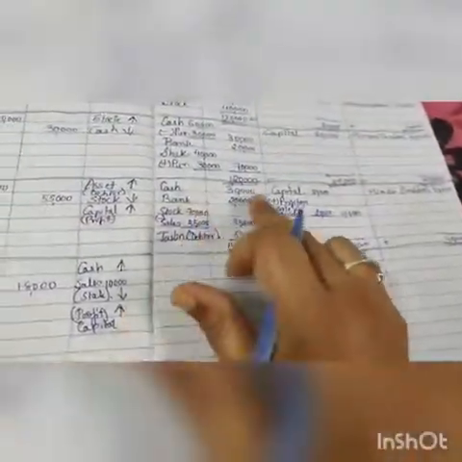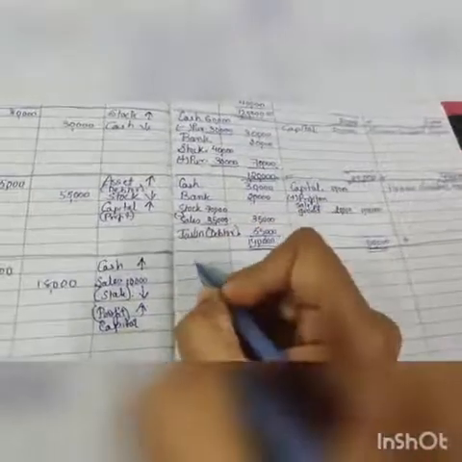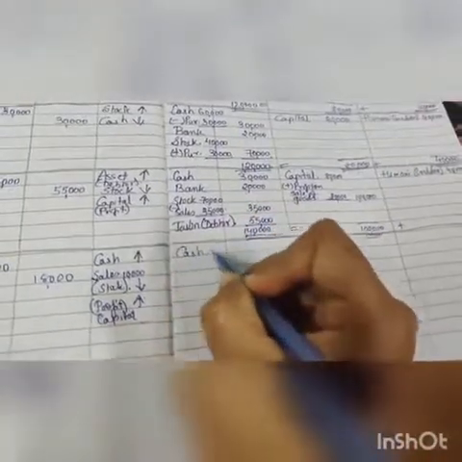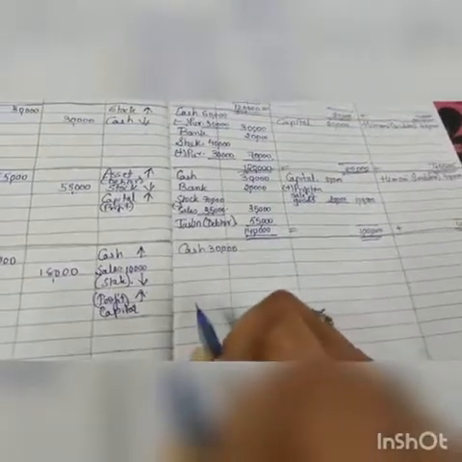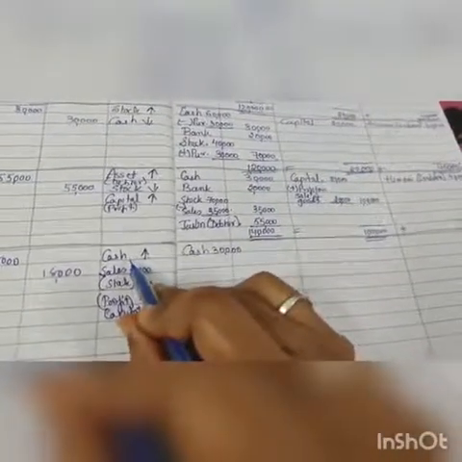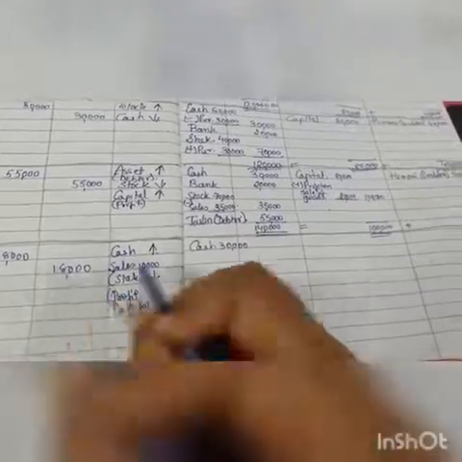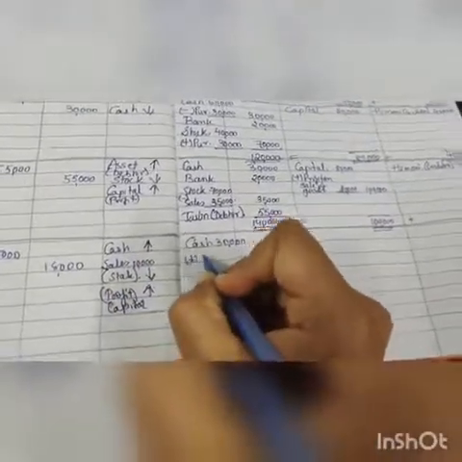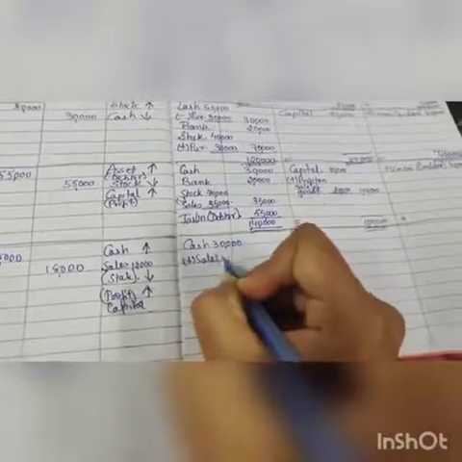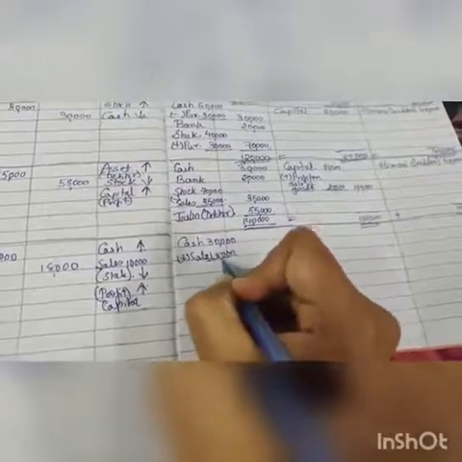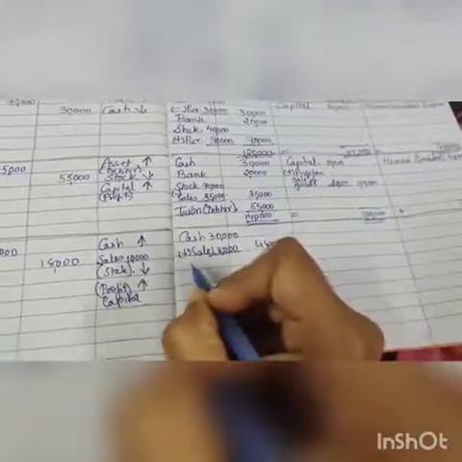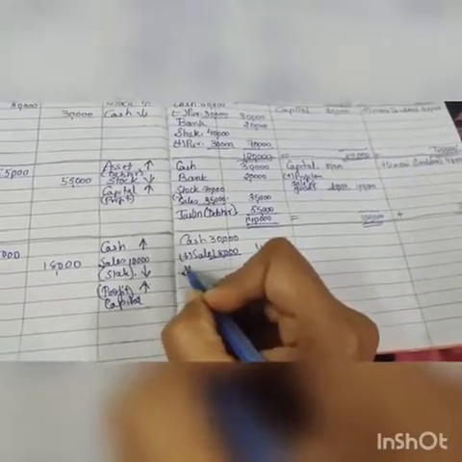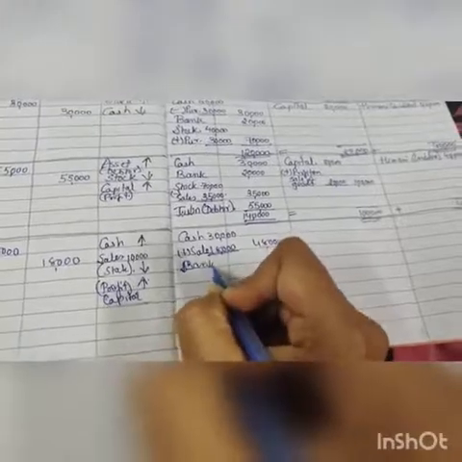Now we will see how we will do it. First of all, cash is here. Cash is how much? 30,000. As cash is affected, we will write down here 30,000. Now what is happening? Cash is increasing by 18,000. So plus sale, that is 18,000. So what do you get? You get 48,000.